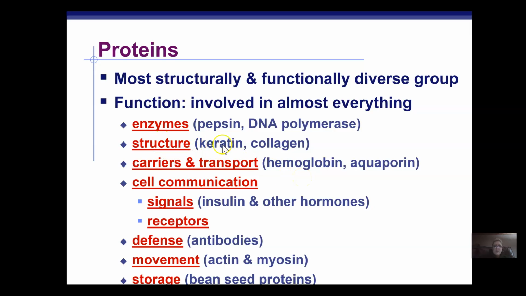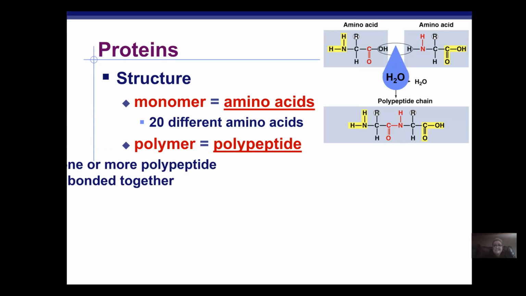Haven't talked too much about keratin and collagen structural proteins. We've talked a lot about these ligands and the receptor proteins. We haven't talked a whole lot or at all about antibodies or actin and myosin moving or proteins in storage. But we will. So let's take a look at how proteins are made.